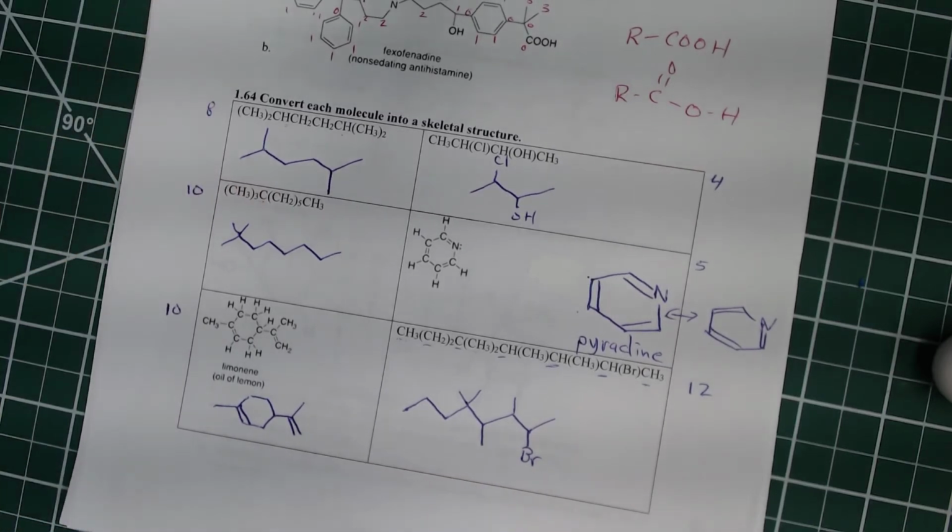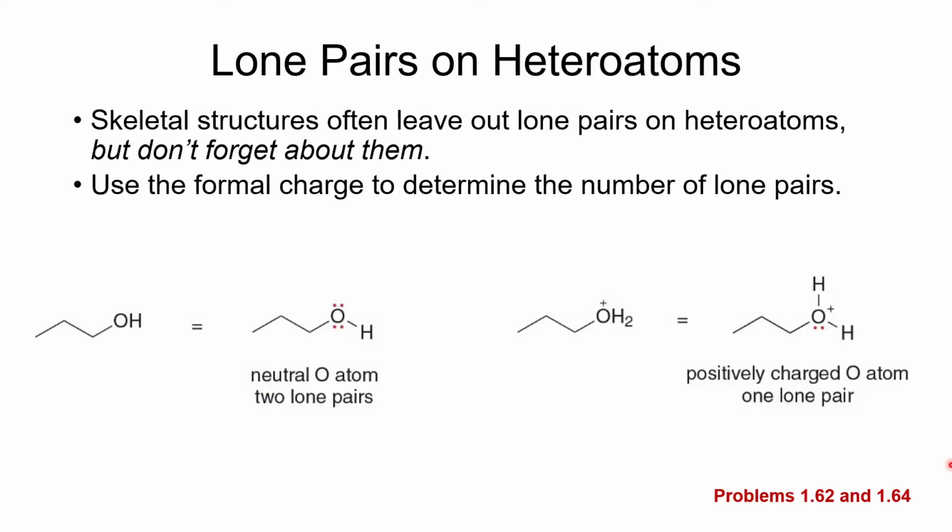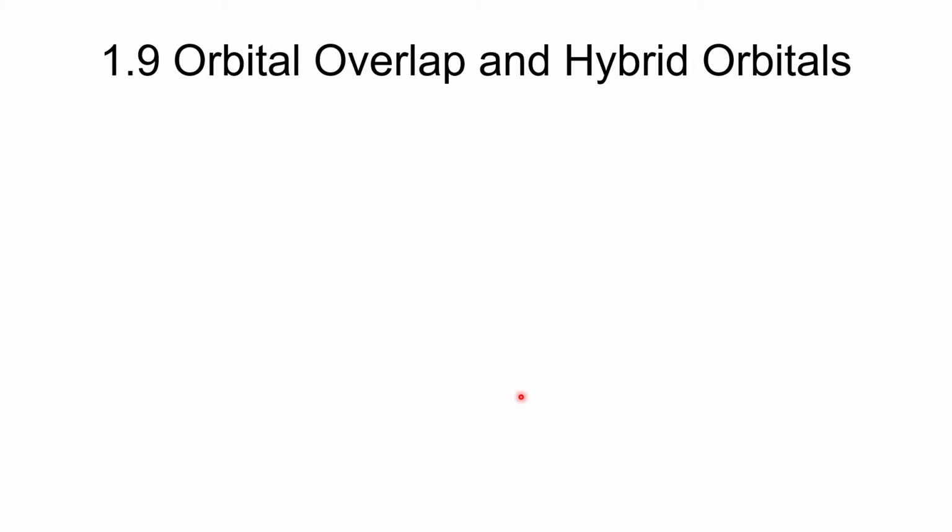All right, so we have done numbers 61, 62, and 64. So now let's go back to our presentation. And we'll talk about orbital overlap and orbital overlap theory. All right, so when it comes to orbital overlap, in order to get a covalent bond, we need to have overlap of atomic orbitals. So the overlap needs to be between 2 orbitals that are singly occupied.